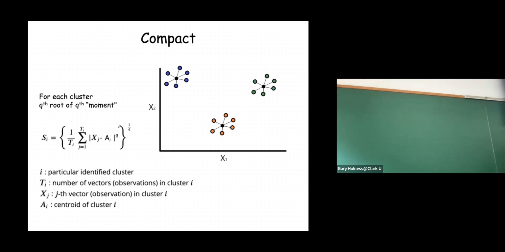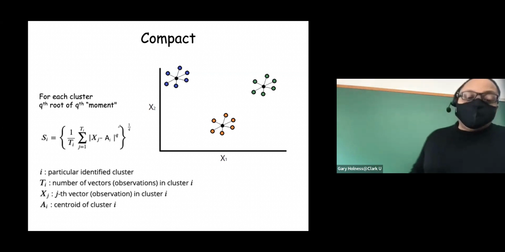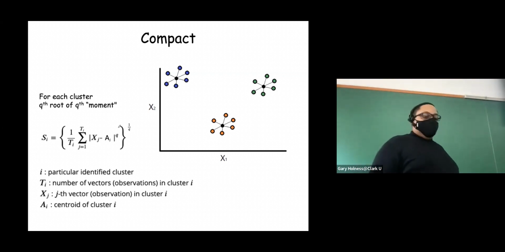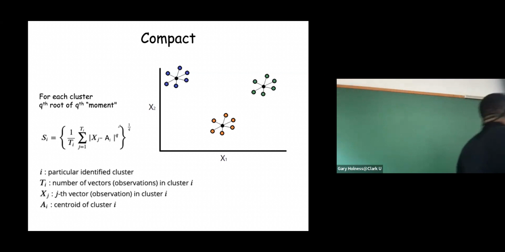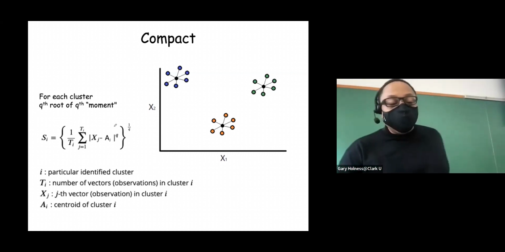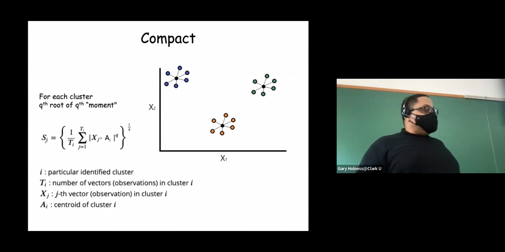The points within a cluster, if they're very closely bunched around the center, that's a very compact cluster. It means there's very little variability in the data points within each grouping. So compactness is one of the criteria for what makes a good cluster. Let's look at this measurement of compactness. Here we have each cluster, the ith cluster, S sub i, the ith grouping. For the ith grouping, we know how many points are in that cluster. That's T sub i. And so T sub i says how many points are in this grouping, okay?